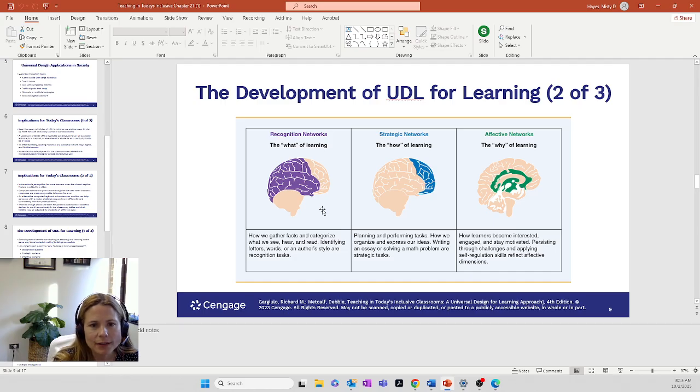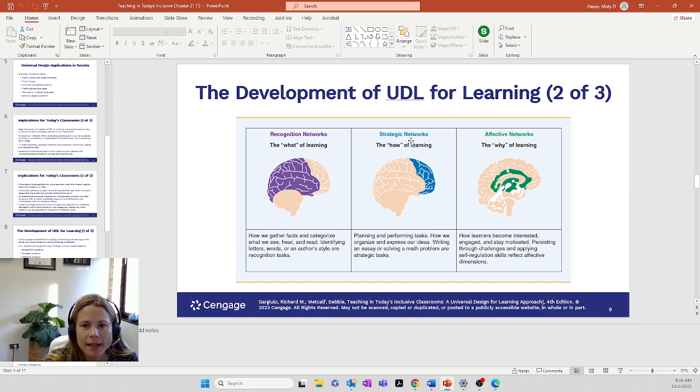So when we look at the recognition networks, this is called the what of learning. Excuse me. So this is how students are going to gather the information, right? So can they categorize? What are they seeing? What are they hearing? What are they reading? Identifying letters and words, and that is the what. Okay, so this part of their brain is responsible.